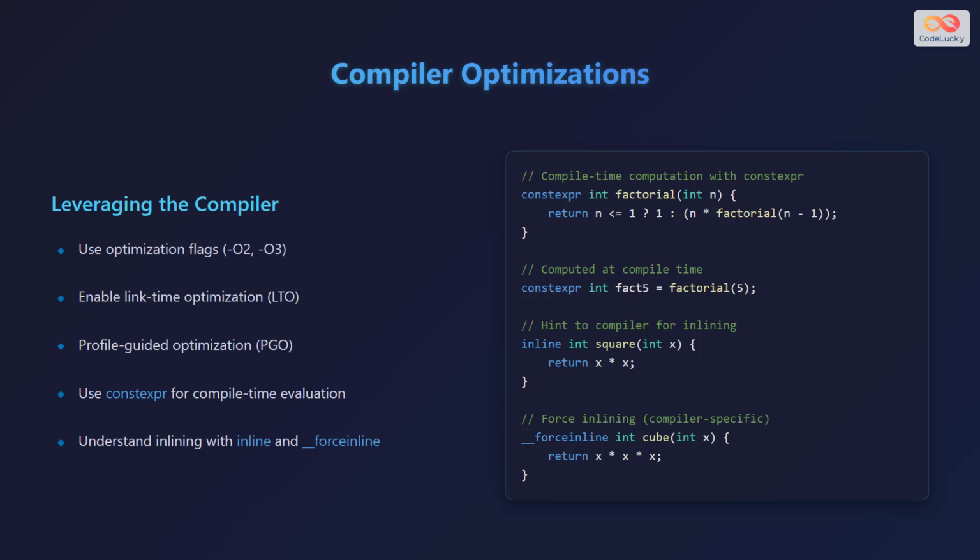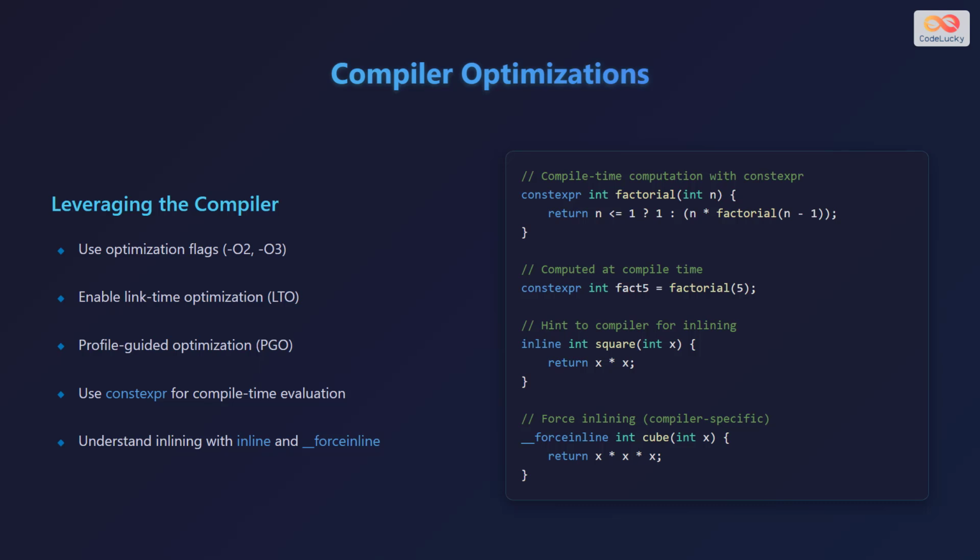Profile-Guided Optimization, or PGO, uses runtime profiling data to guide the compiler's optimizations. This can result in code that is better tailored to the actual usage patterns. Use constexpr for compile time evaluation. Constexpr allows you to perform computations at compile time, which can improve performance by avoiding runtime overhead.